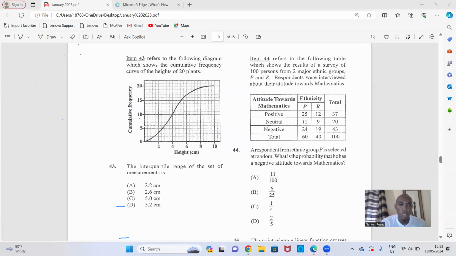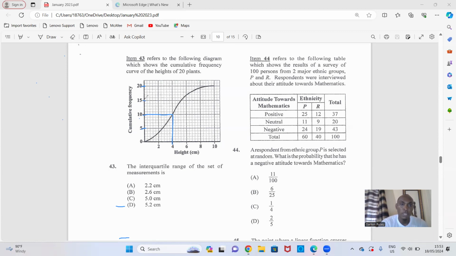So this is quarter 1, quarter 2, quarter 3, and quarter 4, Q4. 4 quarters give you the whole. So this right here is Q2. When you're finding the median from a frequency curve, you go right here and come down and read off this value, but that's not what they're asking us for. What they're asking us for is the interquartile range.